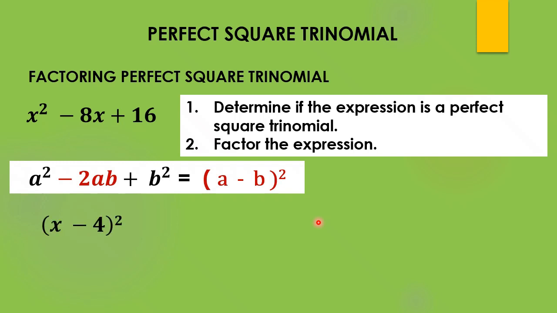So if we're going to factor x squared minus 8x plus 16, it will give us the square of x minus 4. So this is now the factor of x squared minus 8x plus 16. Now let's check if this is correct by expanding, by getting the product of the square of x minus 4.